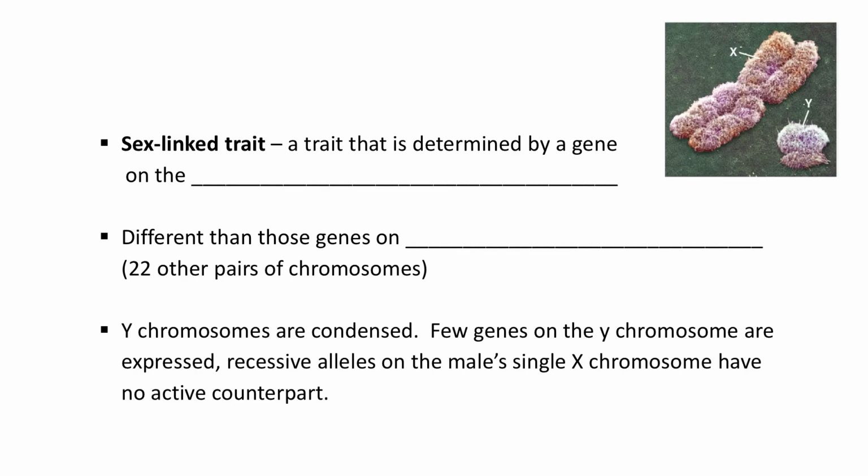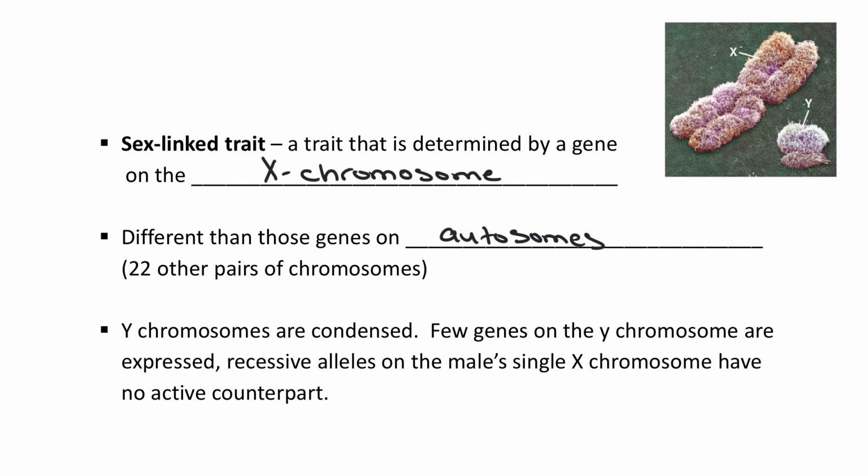A sex-linked trait is a trait that is determined by a gene that is on the X chromosome. This is different than those genes that are on autosomes, which are the 22 other pairs of chromosomes. When we were talking about Mendelian genetics, we were talking about inheritance through autosomal chromosomes. However, when we talk about sex-linked traits, we are talking about traits that are determined by a gene on the X chromosome. As we just mentioned, females are XX and males are XY.